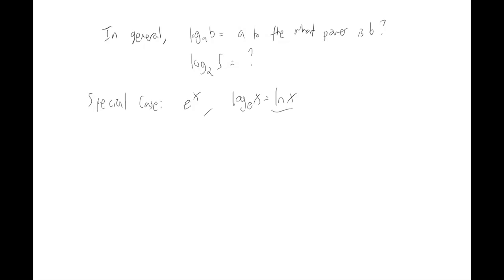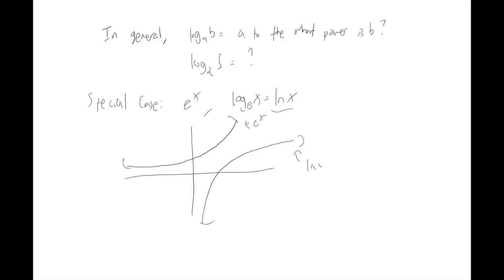And the graph of the exponential is like this, and then the graph of natural log goes like this. So this is e to the x. This is ln of x.